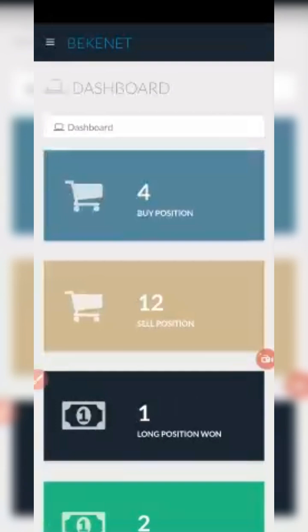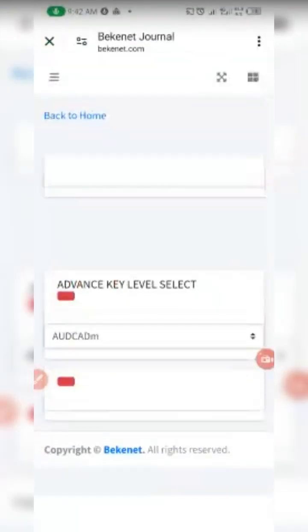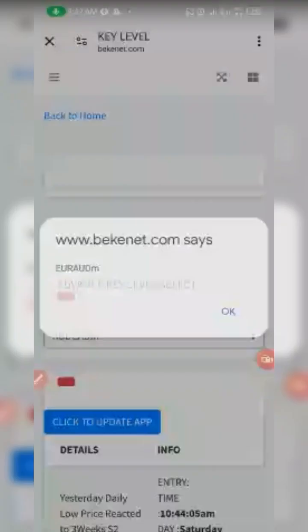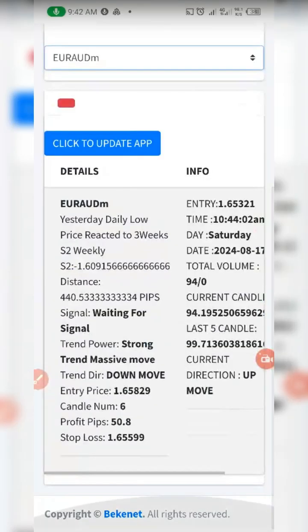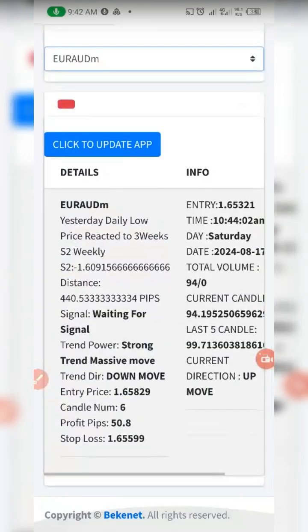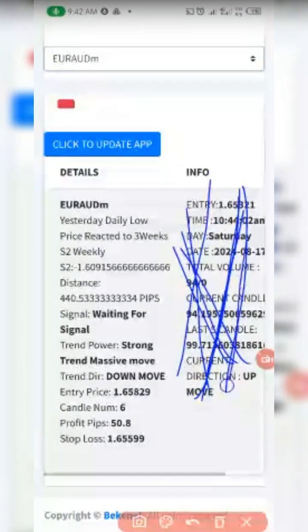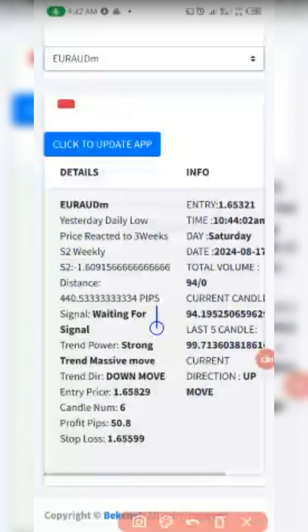So I'll go to Smash 100. I'll click on Smash. Let's use any pair, for instance, those that we know are already moving. So I click this. Now your focus, the only thing that should be running in your head, like I said, leave all these. You see the way I'm canceling all this. Delete all that information from your head. What you should focus on is just 1, 2, and 3.